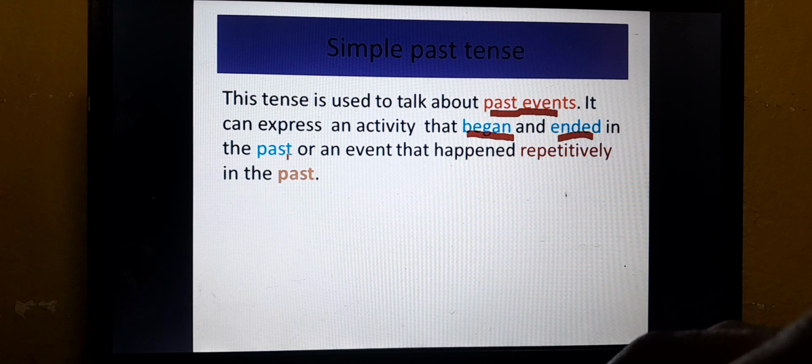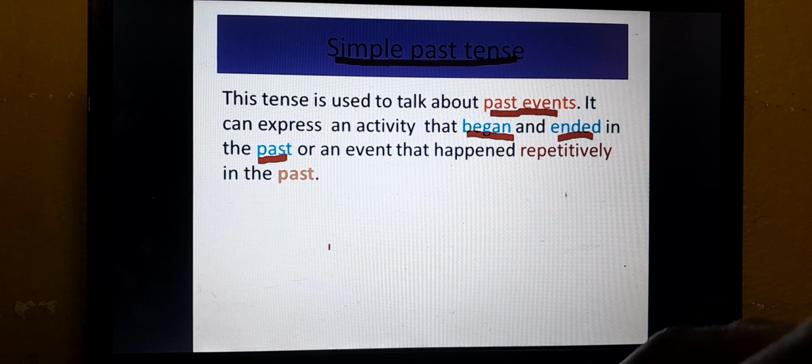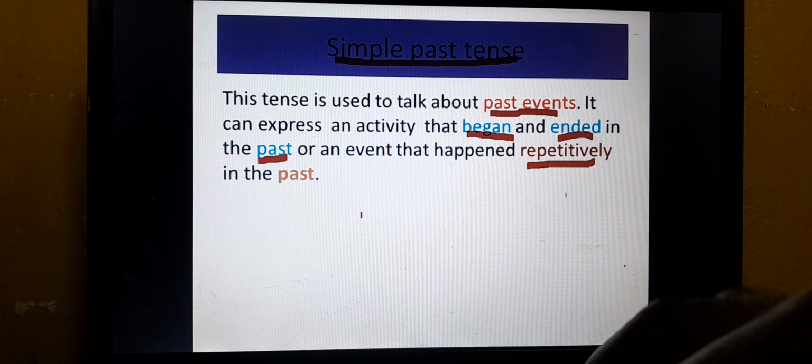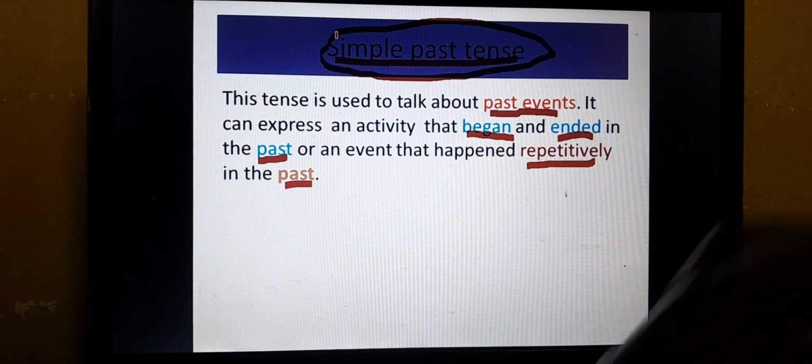We are simply thinking about situations in the past when we are talking about simple past tense, or an event that happened repetitively in the past. So these issues can be expressed using the simple past.